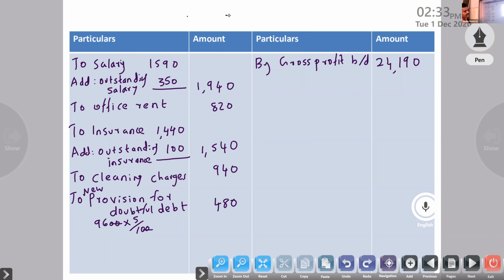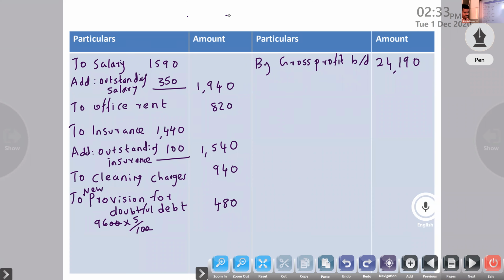But if it is further bad debt, it means it is sure we won't get the amount from the debtor. So bad debt account to sundry debtor. But for further bad debt, new provision, and provision for discount on debtor, the entry is profit and loss account to provision for doubtful debt, and profit and loss account to provision for discount on debtor. Okay, so that is the journal entry. Provision for doubtful debt is over.